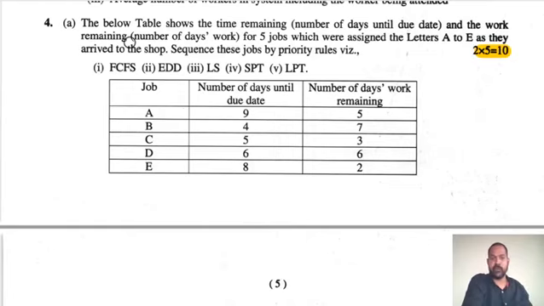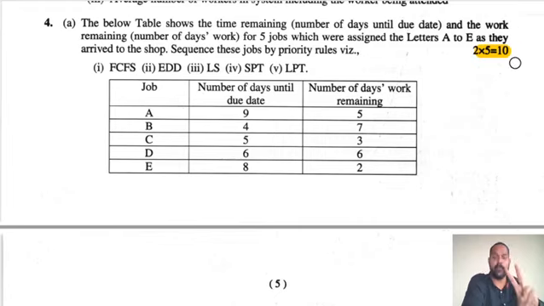Who asks this for 10 marks? The below table shows the time remaining, number of days until due date, and the work remaining, number of days of work for 5 jobs, which are assigned letters A to E as they arrived at the shop. Sequence these jobs according to priorities, namely FCFS, EDD, LS, SPT, LPT. That's it. That is all they are asking out of you for 10 marks. Every method is given 2 marks.